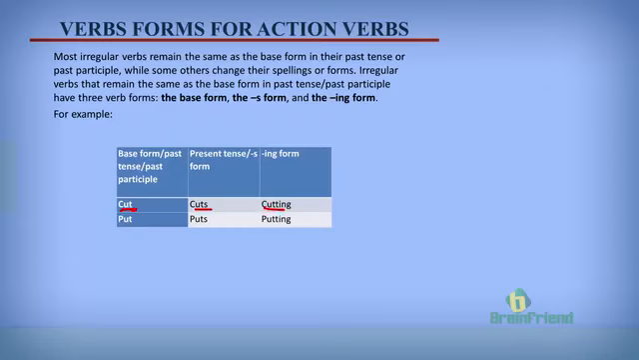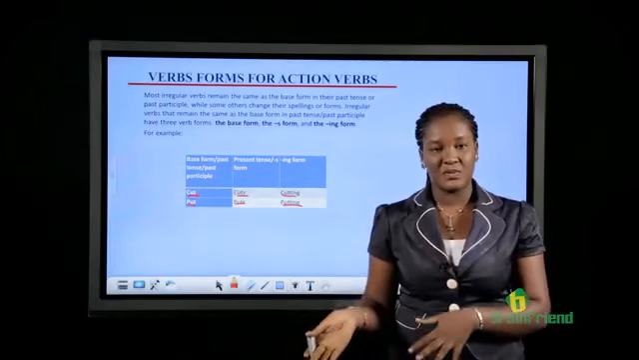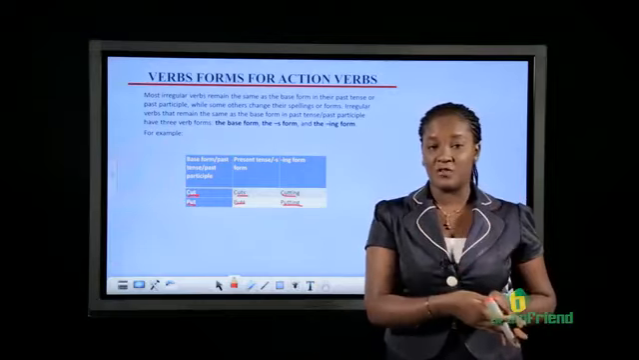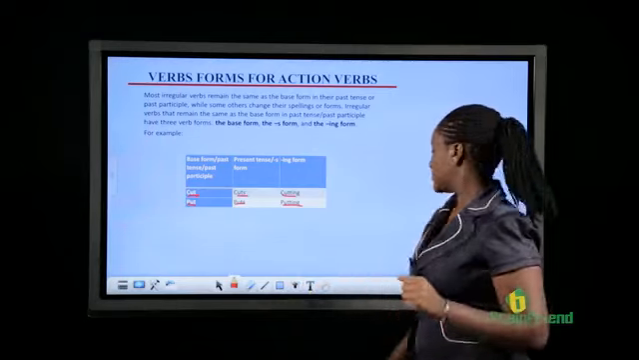The same thing with the verb put. The same in base form, past tense, and past participle. S form, it is puts. And ing form, it is putting. So we can see that these kinds of irregular verbs have just 3 forms, because the base form is the same as the past tense form, and it's also the same as the past participle. So we are only left with the S form and the ing form, making it 3 forms.